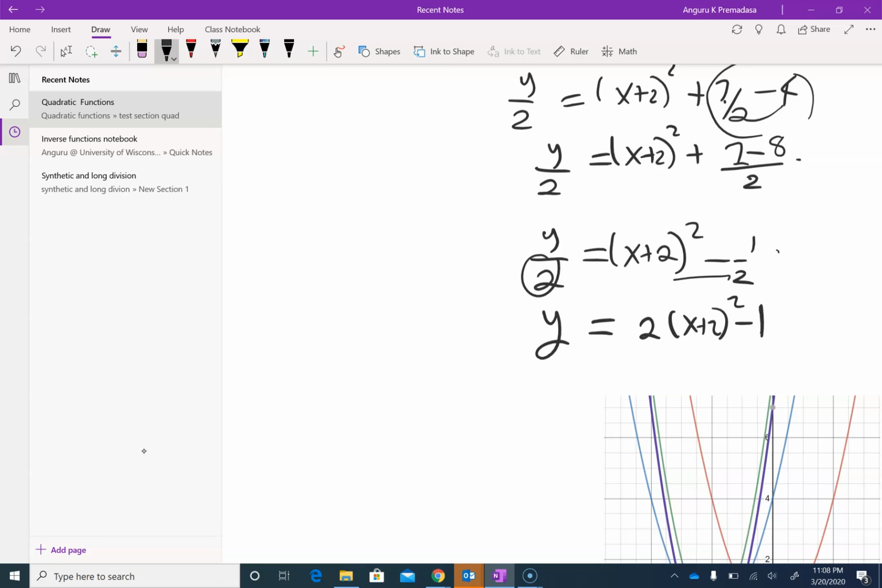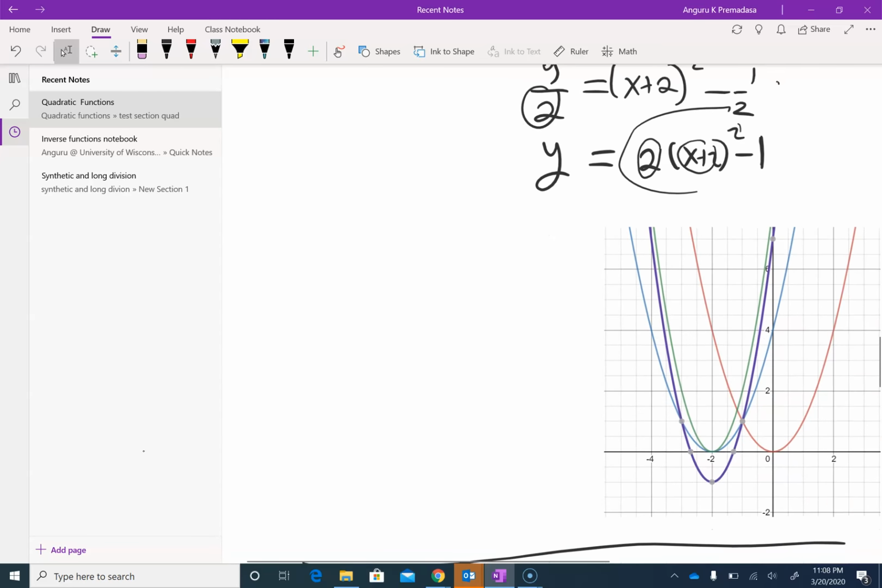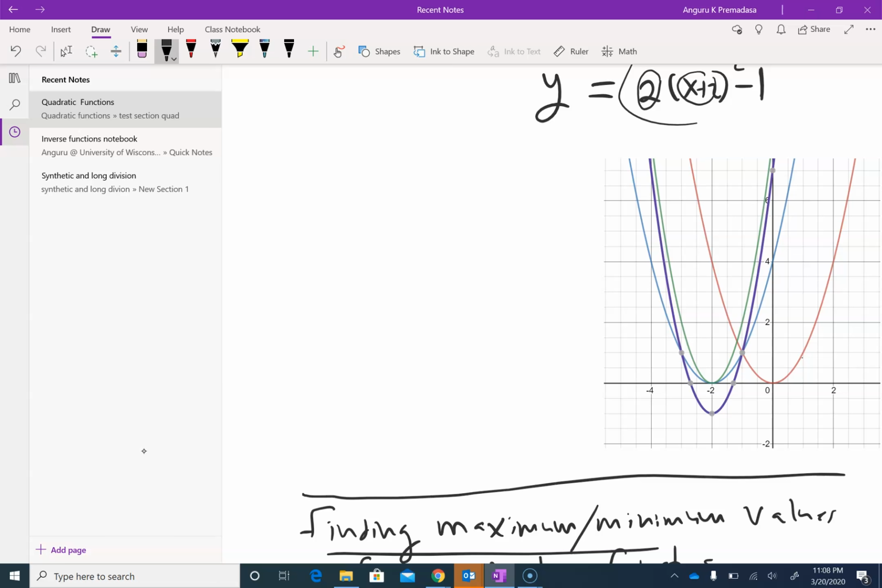Now if we start with the catalog, you will see that the catalog x squared is shifted to the left by 2, and then multiplied by 2, and then subtracted by 1. So there is a horizontal shift of 2, and then a stretch by 2, and then a minus 1, which is a vertical shift down. So we start with the red, which is the catalog curve. The blue curve is the horizontal shift. The green curve is the stretch by 2. And finally the purple curve is the final curve.